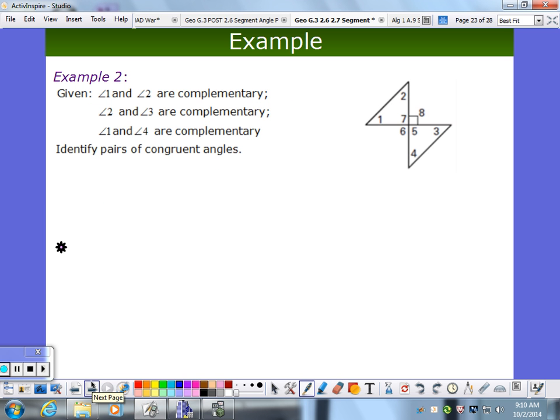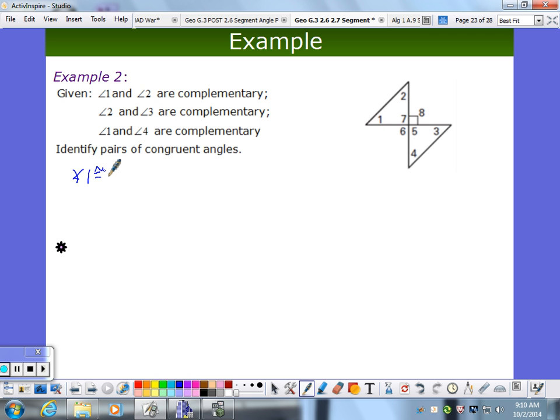Look how we're moving right along. We're on the last page already. So let's see what's going on here. I've got an example. We're looking for congruent angles here, and they're telling me angle 1 and 2 are complementary, angle 2 and 3 are complementary, and 1 and 4 are complementary, plus I see a right angle box right here. So can you give me a set of congruent angles, Joseph?